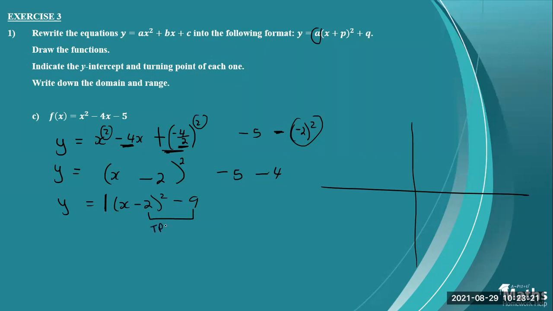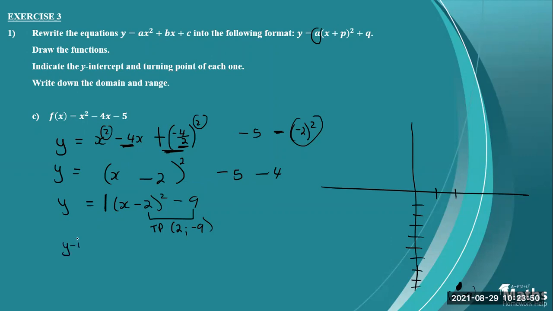So the turning point is +2, you change the sign, and -9. Plus 2 and 1, 2, 3, 4, 5, 6, 7, 8, 9. So there's the turning point at 2 and -9. And they didn't say work out the x-intercepts. They only want us to get the y-intercept.